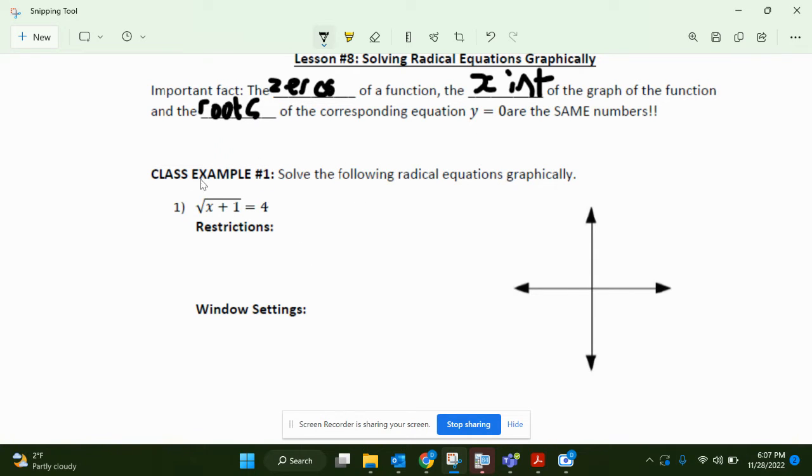So we're going to look at class example number 1, solve the following radical equations graphically. We've got the square root of x plus 1 equals 4. Okay, first we'll do our restrictions. So we know that x plus 1 has to be greater than or equal to 0. If I subtract 1 from each side, I find that x must be greater than or equal to negative 1.